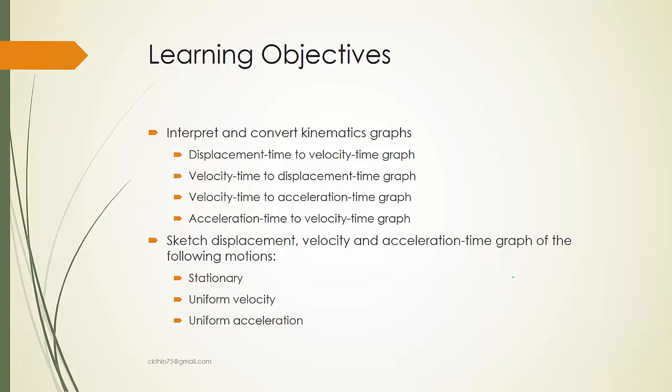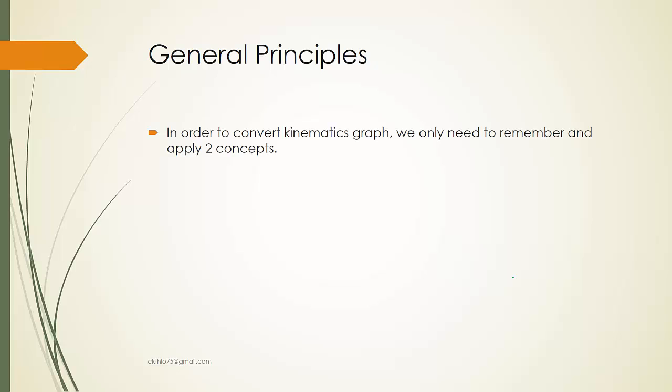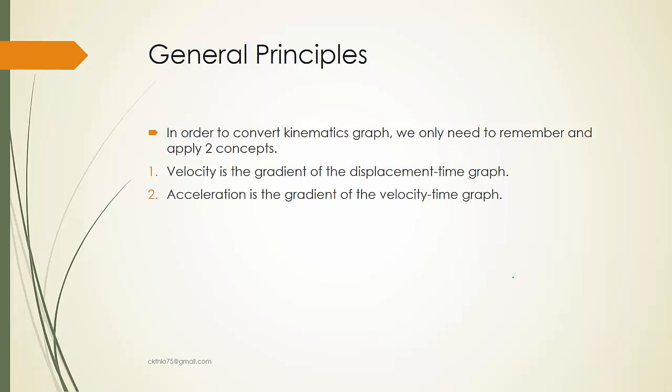And of course, we'll be doing this for mainly three types of motion: stationary, when an object is traveling at uniform velocity, and when an object is traveling at uniform acceleration. In order to convert the kinematics graphs, we only need to remember and apply two important concepts: velocity is the gradient of the displacement-time graph, and acceleration is the gradient of the velocity-time graph.